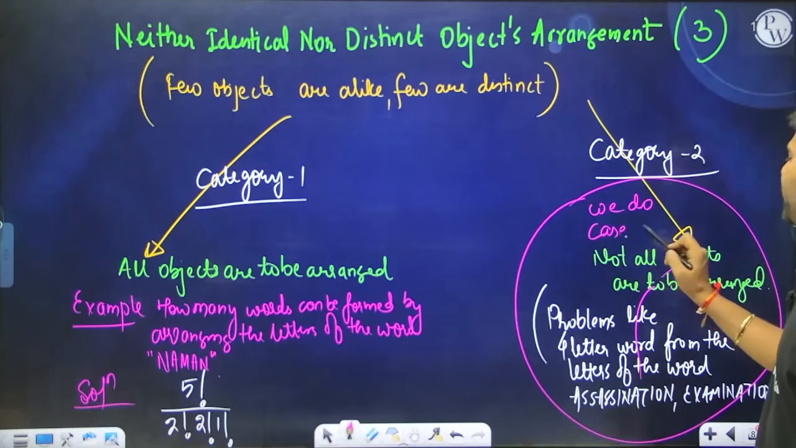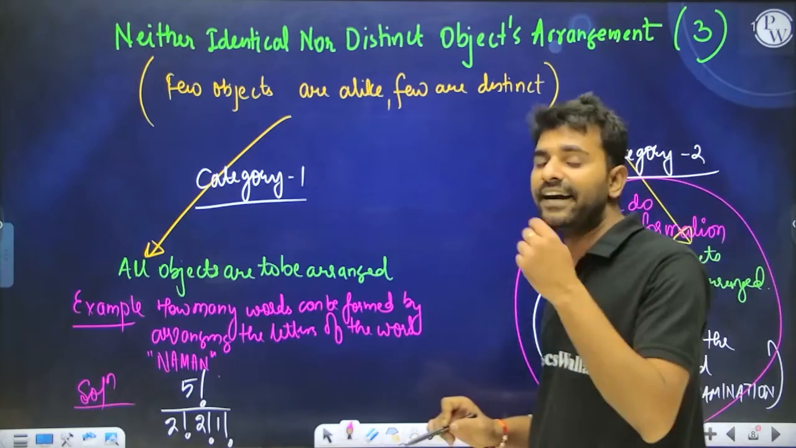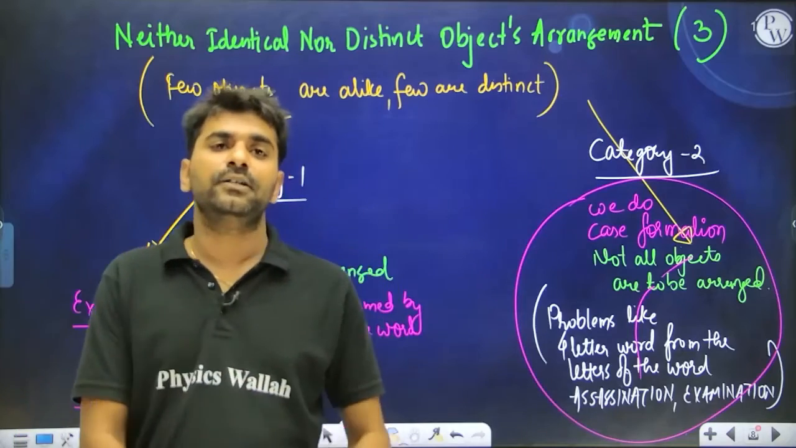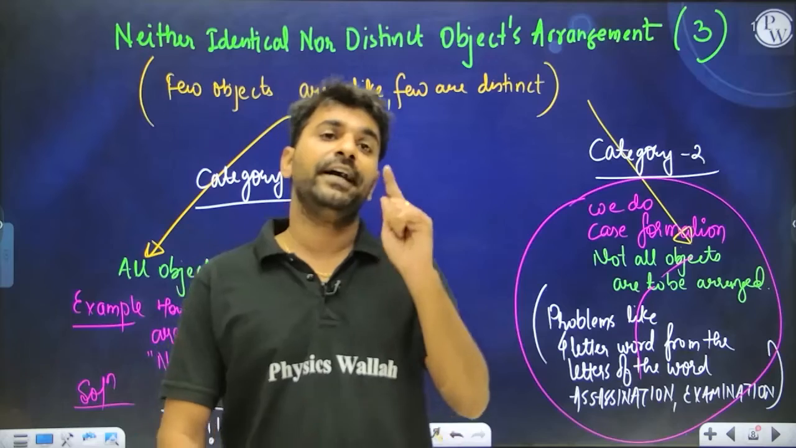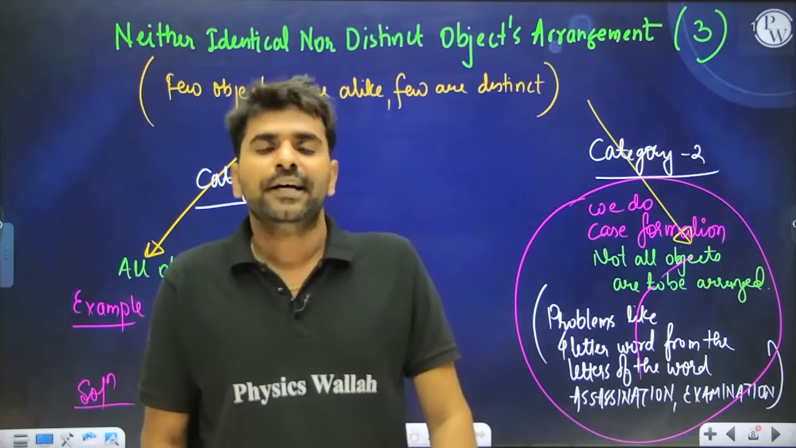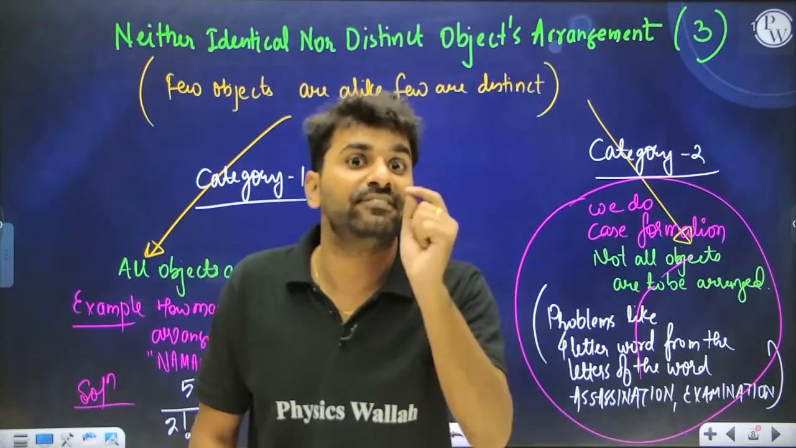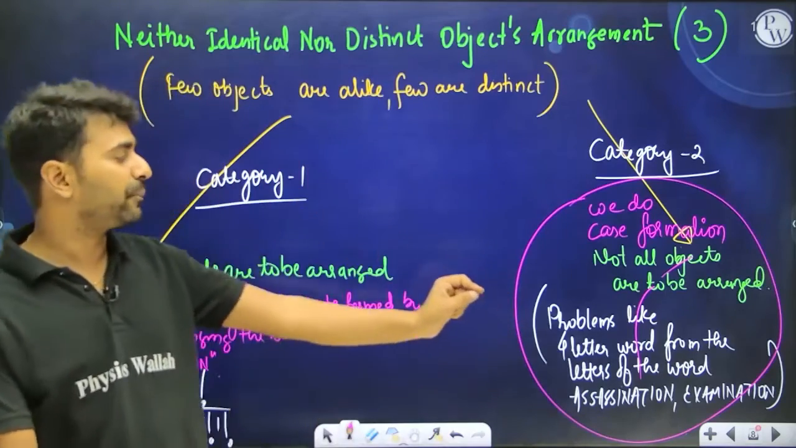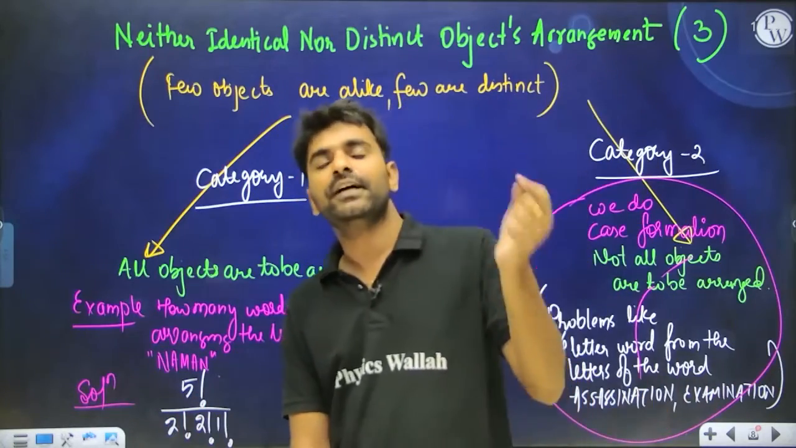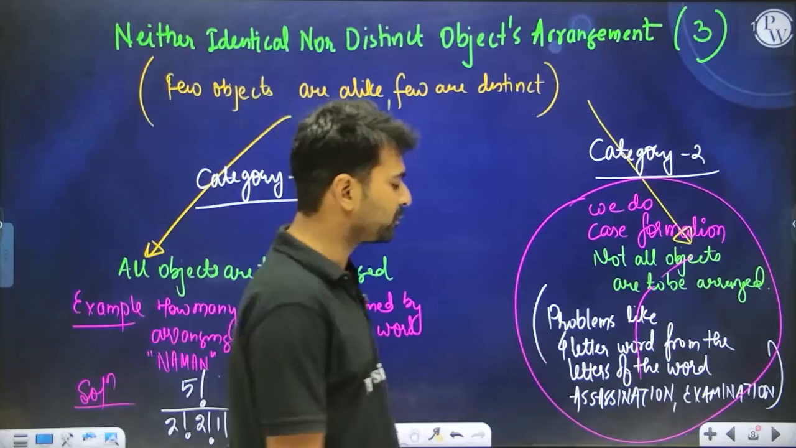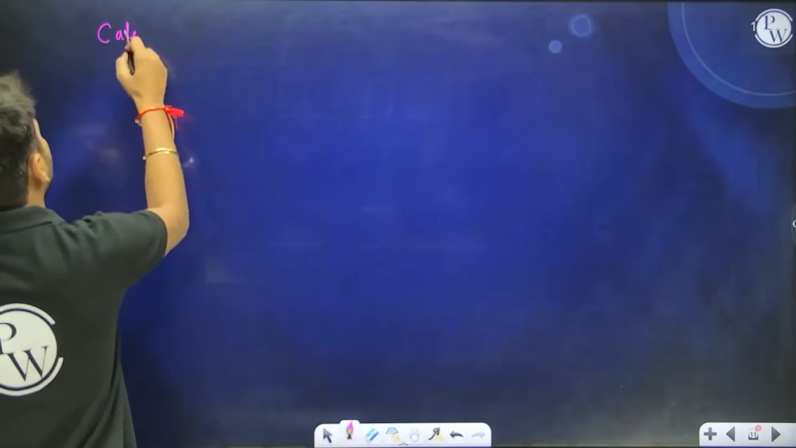We do case formation. Recall when we were understanding selection, or combination, there also when not all the objects were identical, neither distinct, in that case also if we were selecting a few things, then we have done the case formation. So that particular case formation will be used over here as well in order to first select and then we're gonna arrange. So let's take this example up to understand this concept in detail. So talking about the category 2 problems over here.